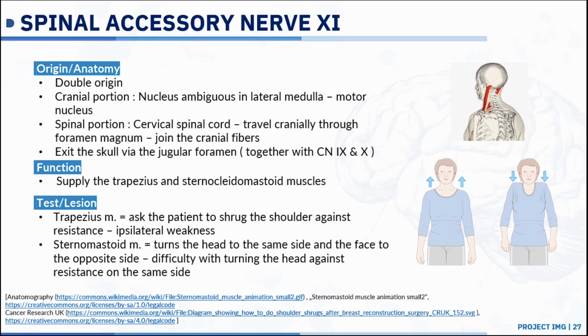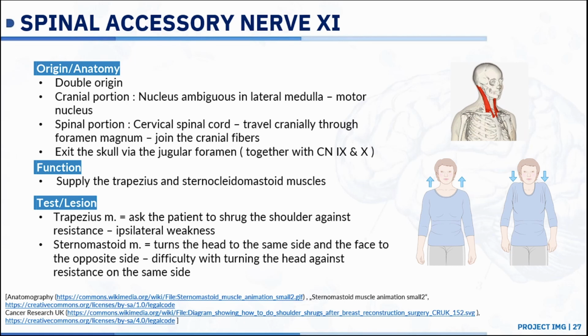Spinal accessory nerve 11. Origin anatomy: double origin. Cranial portion: nucleus ambiguus in the lateral medulla. Spinal portion: cervical spinal cord, travels cranially through the foramen magnum, joins the cranial fibers, and exits the skull via the jugular foramen together with cranial nerves 9 and 10. Function: supplies the trapezius and sternocleidomastoid muscles.